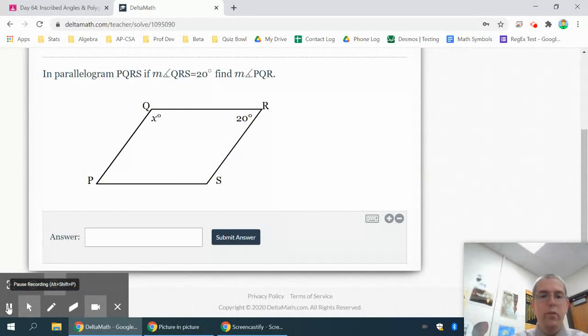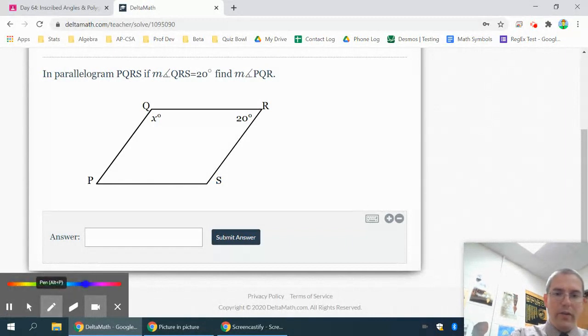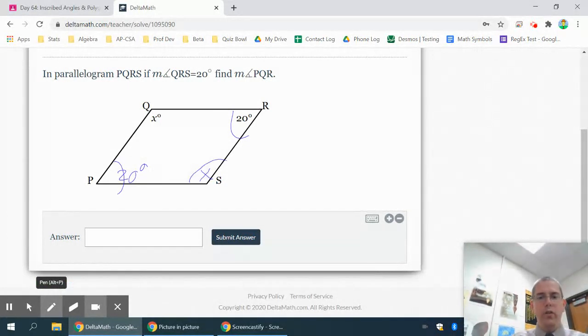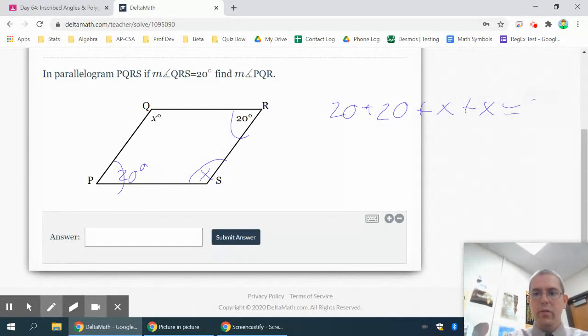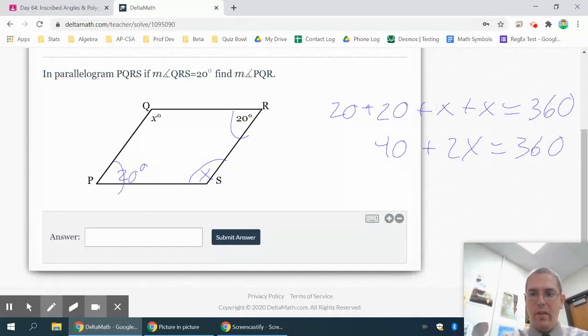Okay, quadrilaterals, it's true that the angles that are opposite from each other are equal. So this is 20 degrees, and this over here is also 20 degrees. And this is x, and this is x. So one way you can do this is you could add up 20 plus x plus x is equal to 360. So that's 40 plus 2x is 360. And then you subtract 40 from both sides, so 2x is 320, and then x equals 160.